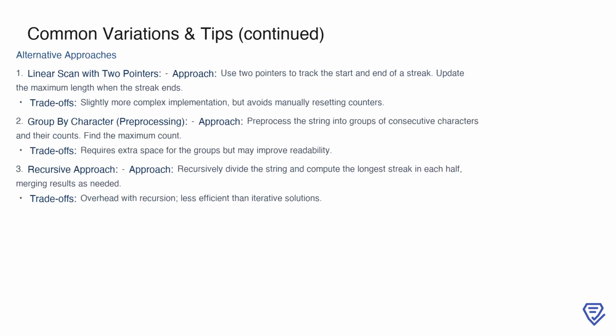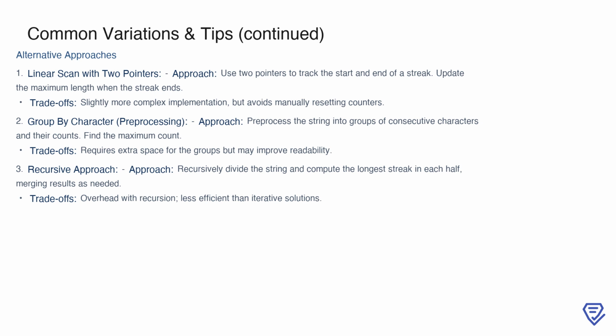Finally, let's explore a few alternative approaches to solving this problem. One option is a linear scan using two pointers. This method involves maintaining two pointers to track the start and end of a streak and updating the maximum length whenever the streak ends. While this method avoids manually resetting counters, its implementation can be slightly more complex.